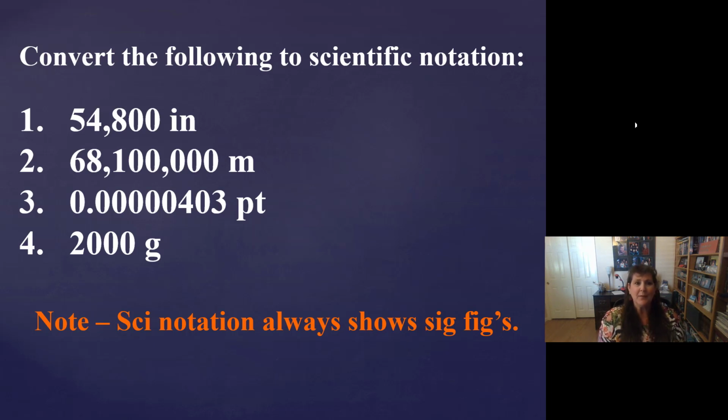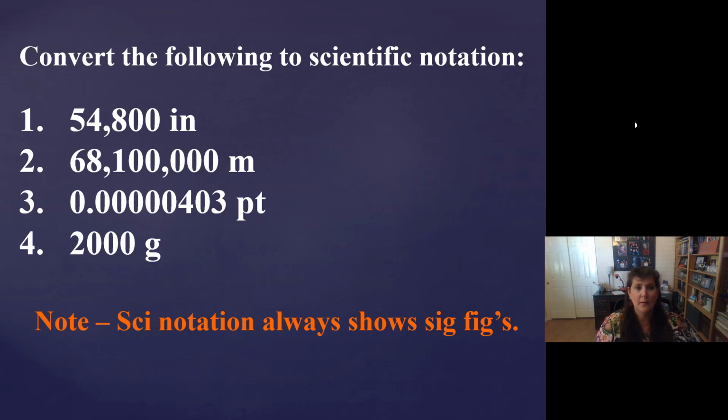Cool. Number 2. 68,100,000 meters is a big number. So again, we're going to move that decimal to the left, starting at the 0, 1, 2, 3, 4, 5, 6, 7 places. So 6.81 times 10 to the 7th meters.